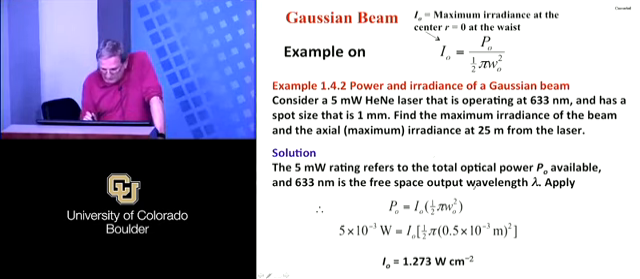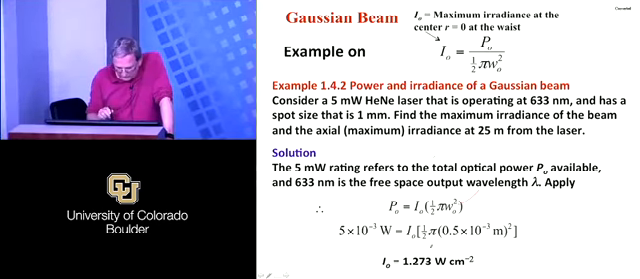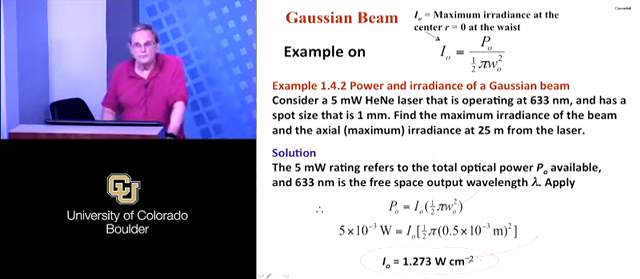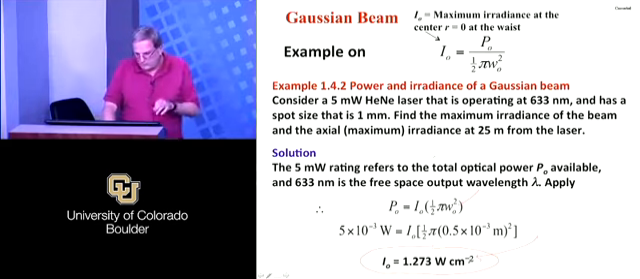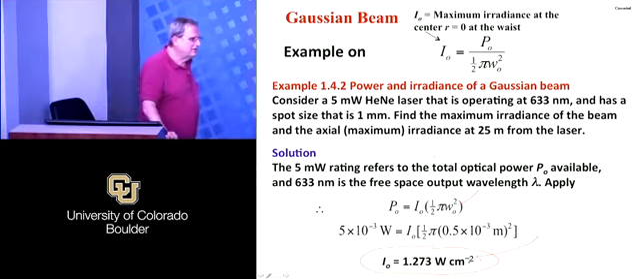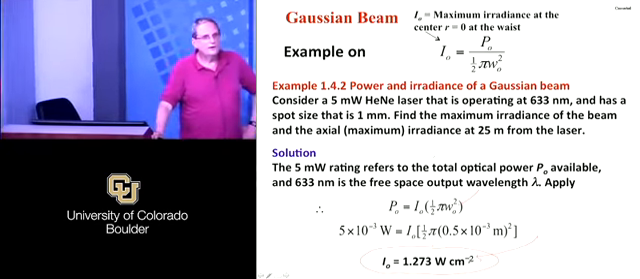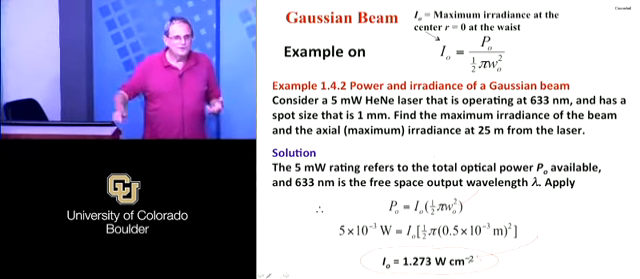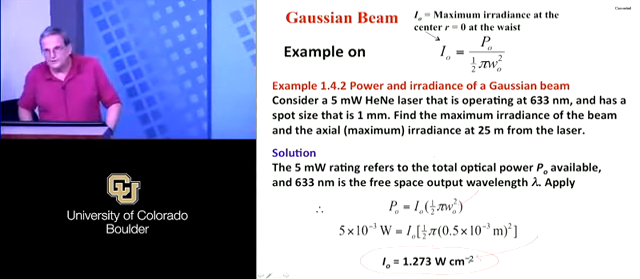Again, plugging in just brutally for the waist, we're saying that the waist is 1 millimeter. We find out that the maximum irradiance or maximum optical intensity is something like 1.2 watts per centimeter squared at the waist. Because that's a small waist, so we get a reasonably, well, it's not really a high intensity. If we think about high intensity, it would be a gigawatt per centimeter squared or something. A watt per centimeter squared is not especially high intensity.